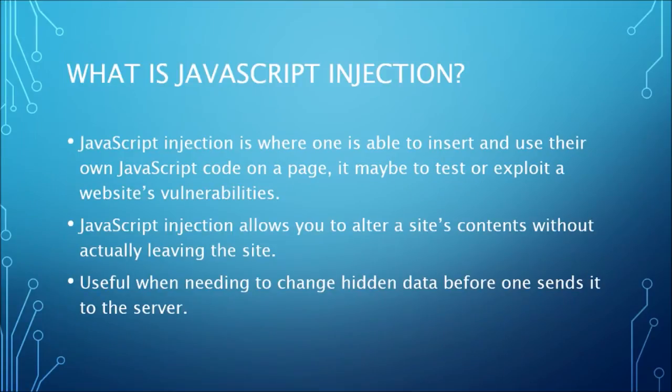What is JavaScript injection? JavaScript injection is where one is able to insert and use their own JavaScript code on a page. It may be to test or exploit a website's vulnerabilities, such as doing this with malicious intent, which I'll be discussing later. JavaScript injection allows you to alter a site's contents without actually leaving the site, and is useful when needing to change hidden data before one sends it to the server. So basically, it allows you to change parts of a website without leaving the site, reloading the page, or saving the site to your desktop.